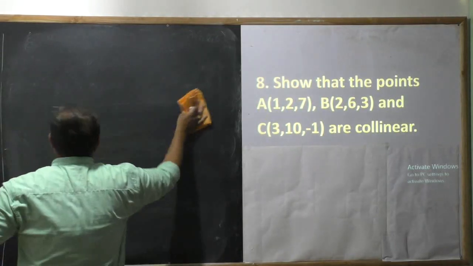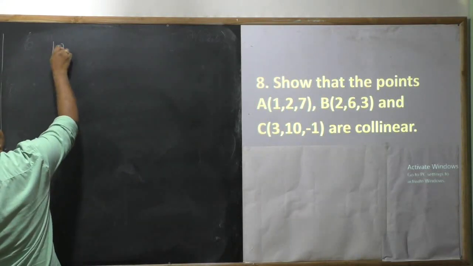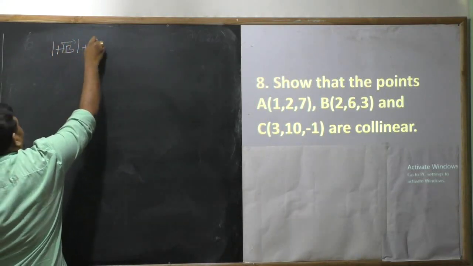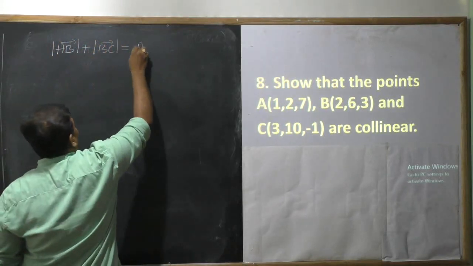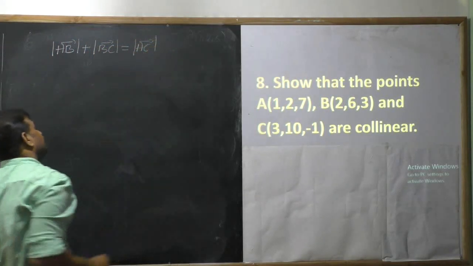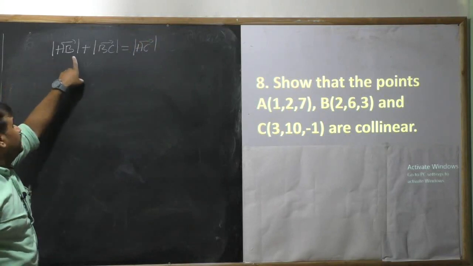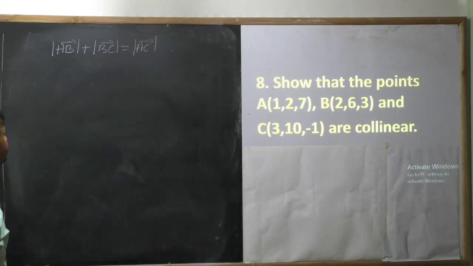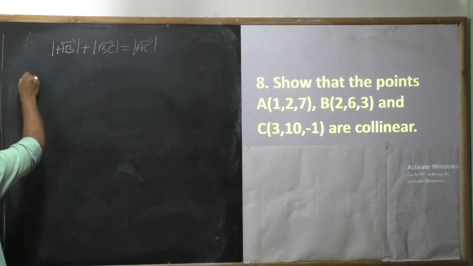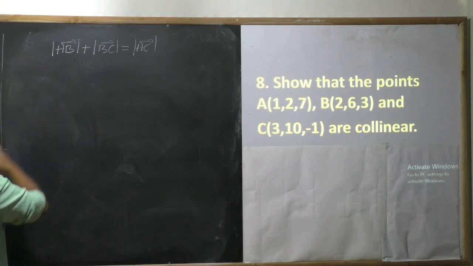So what can we say? If 3 points ABC are collinear, then magnitude of vector AB plus magnitude of vector BC is equal to magnitude of vector AC. ABC are collinear if magnitude of vector AB plus magnitude of vector BC is equal to magnitude of vector AC. Now, first find the magnitude of vector AB. Before that, better we find what is AB.